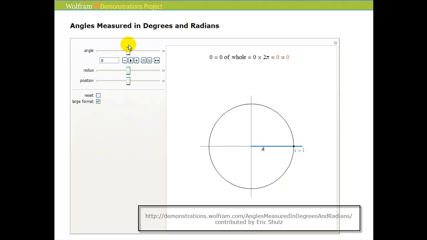If we rotate clockwise, we would have negative angles. So let's rotate counterclockwise slowly, and what we'll notice, say for example 4 degrees, is 1/90th of one complete revolution, or one whole. We also see the conversion into radians, pi over 45 radians.